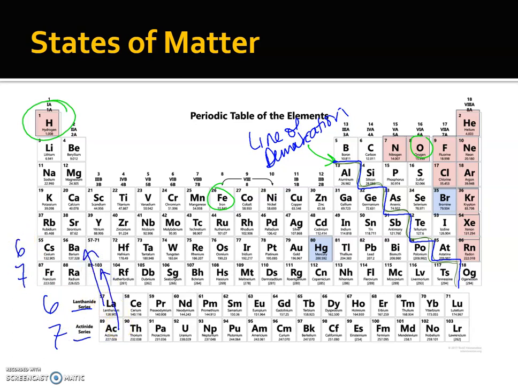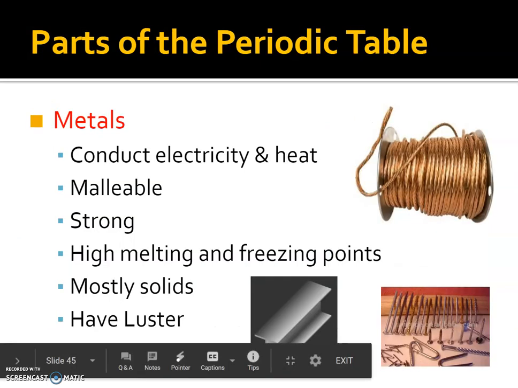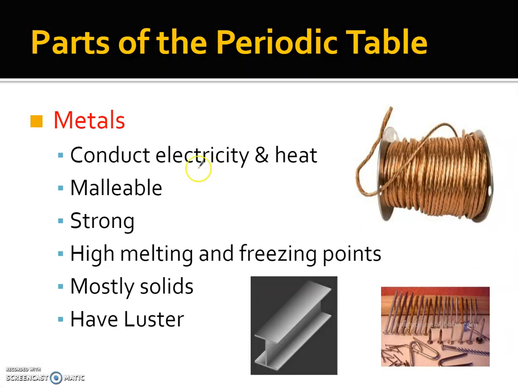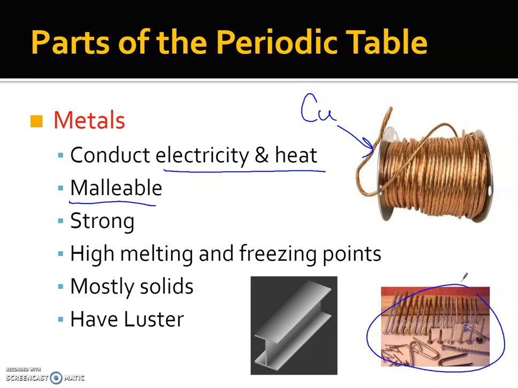All right, so a property of a metal is that they conduct heat and electricity, which means that they're going to be really compact. That's why we use those different types of copper wires. They're malleable. They can be made into all different kinds of shapes. They're relatively strong and have relatively high melting and freezing points. Most are solids. Yes, we have our hydrogen and our mercury, but the majority of them are all solids, and they have luster, which, if you like Moana, means that they are shiny.